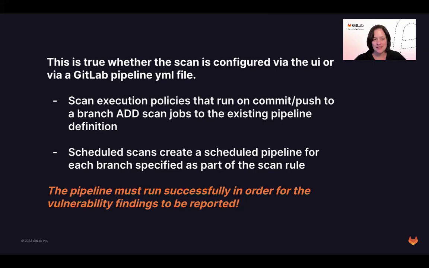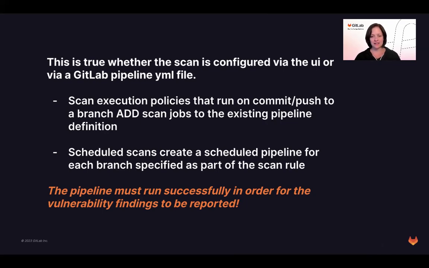This is important because the first thing that you want to check if you are not getting the results that you expect is: did a pipeline run? When did the pipeline run? What jobs were included as part of that pipeline? And that's true whether you're configuring the scan through the UI, through scan execution policies, or if you have compliance frameworks with corresponding compliance pipelines set up for projects. You're going to see the scans run as jobs that are part of some pipeline.